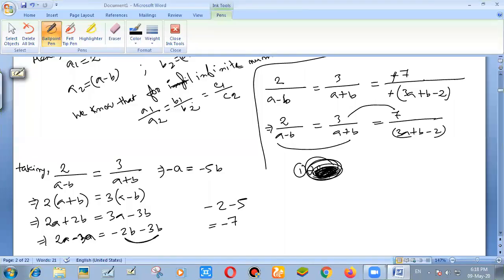Now it will be what? It will be minus a equal to minus 5b. Can you hear me, all of you? So minus and minus sign will get cancelled. It will be a equal to 5b. Now again take these two: 3 by a plus b equal to 7 by this one.